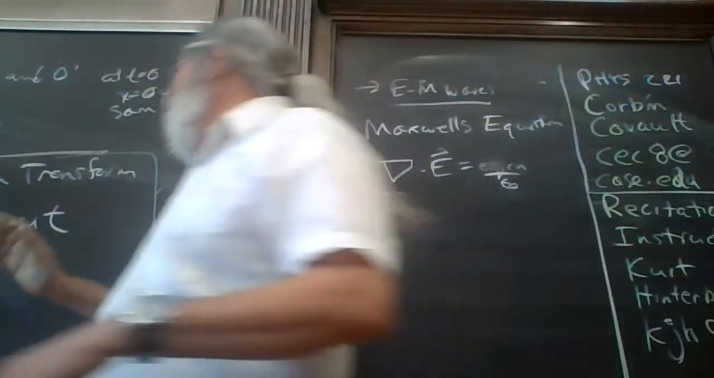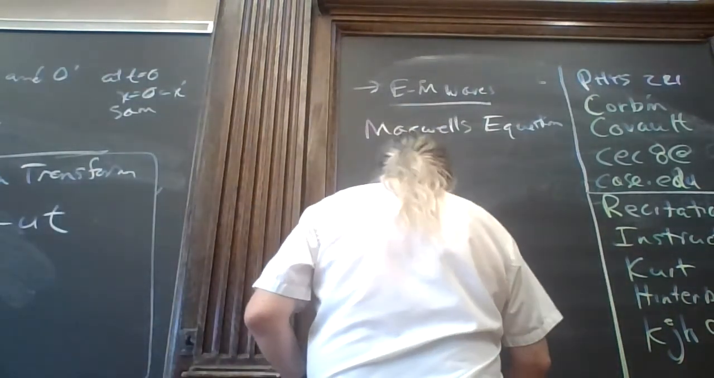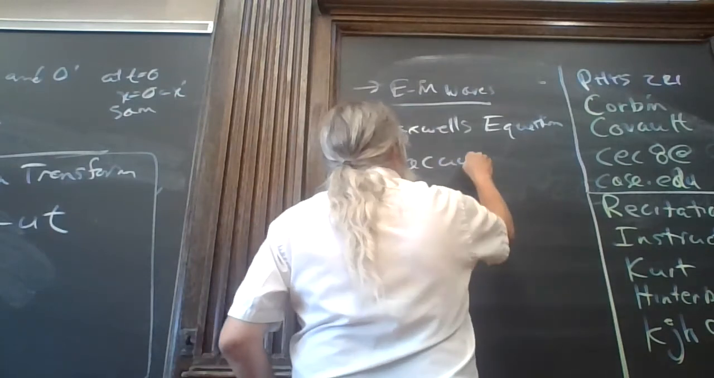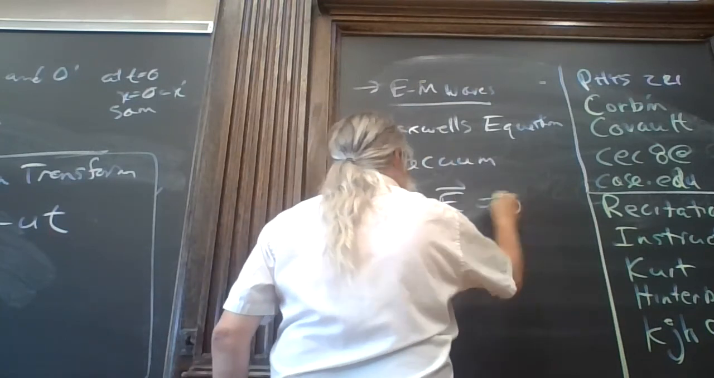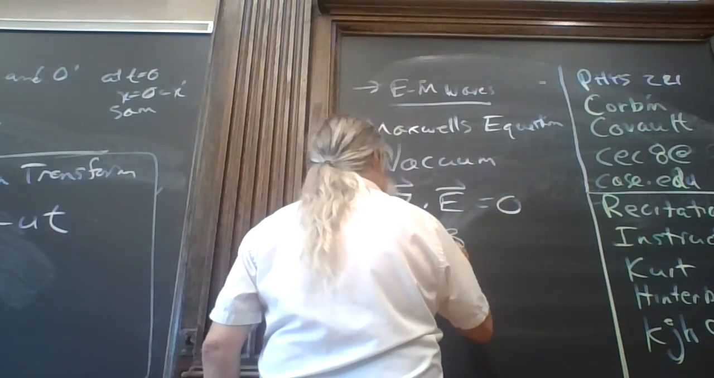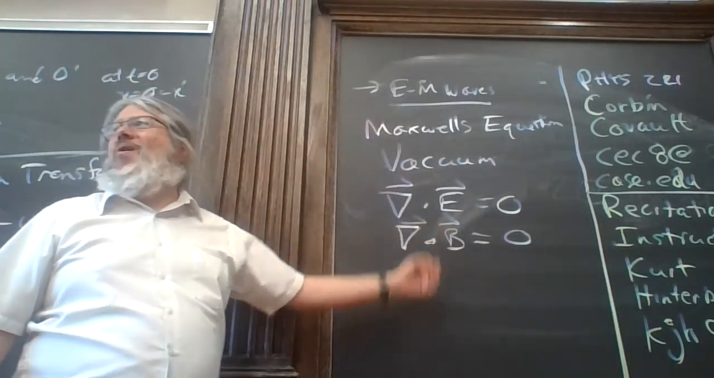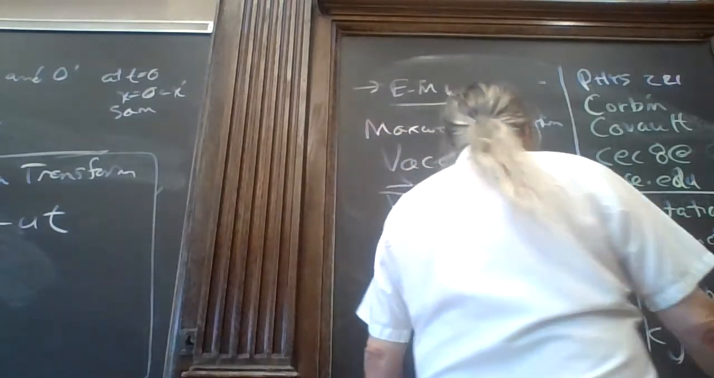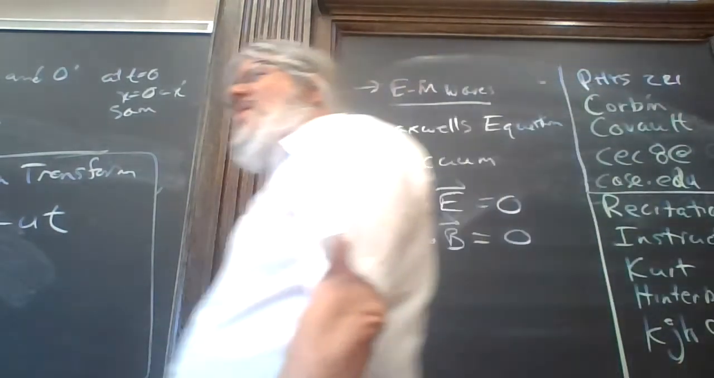I'm not going to write down the general equations. Equations in a vacuum: no charge, no current. So then del dot E is equal to 0. That's Gauss's law. Del dot B is equal to 0, which is the no monopoles law. These two equations basically tell you that the divergence of the electric and magnetic field in the absence of charge is 0.